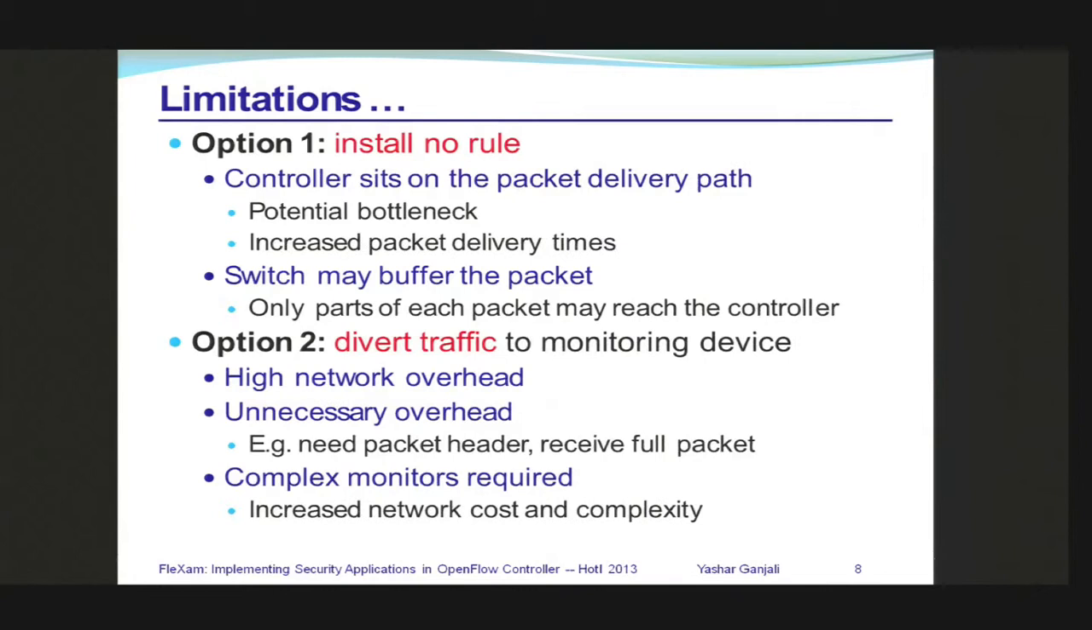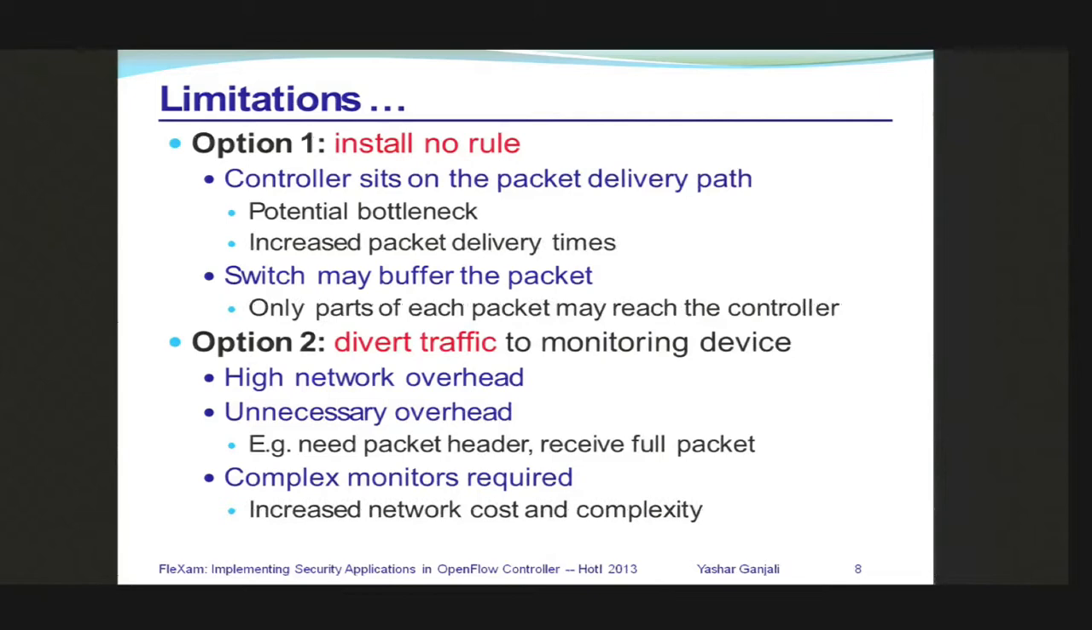Diverting traffic to a specific box has its own shortcomings as well. First of all, you might end up with a huge overhead in the network if you divert most of your traffic towards the controller. Sometimes the overhead is unnecessary because your application might actually need only certain parts of the traffic, but this way you're sending almost all of the traffic towards your monitoring box. And in some situations, the complexity might be too high for having multiple monitoring boxes. For example, if you have a small enterprise network, you don't want to have separate boxes for different applications in your network.